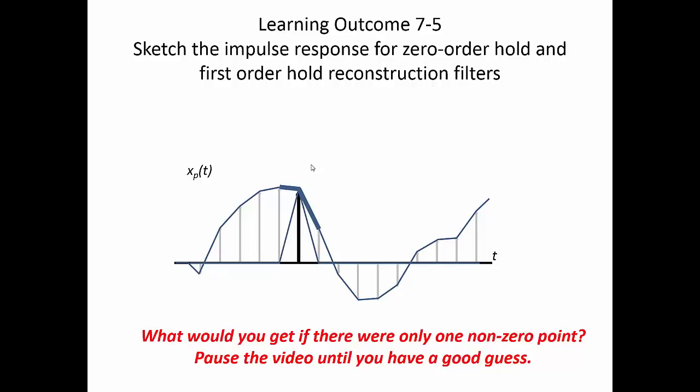Here's a hint. If everything else was 0, playing connect the dots is going to be 0, 0, 0, 0, 0, our amplitude, 0, and a whole bunch more zeros.